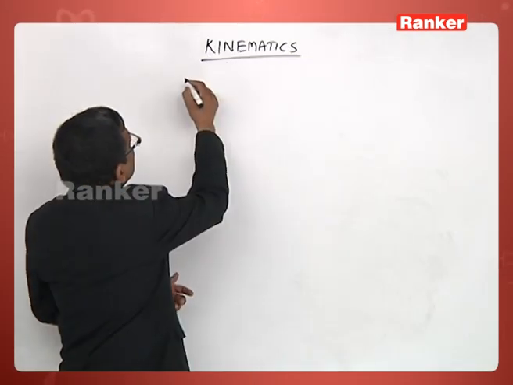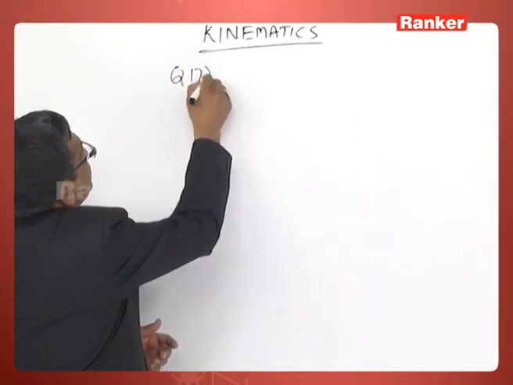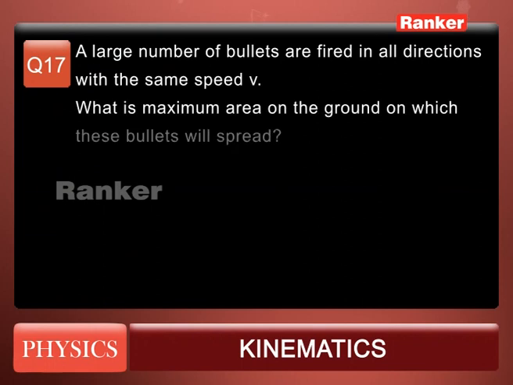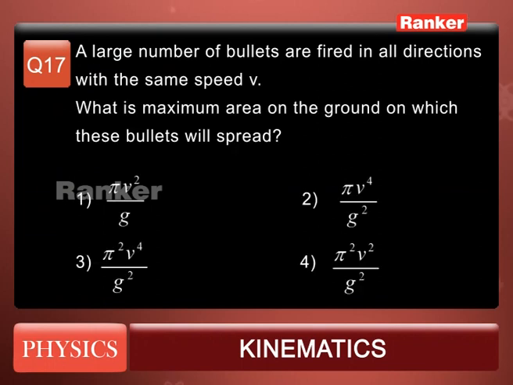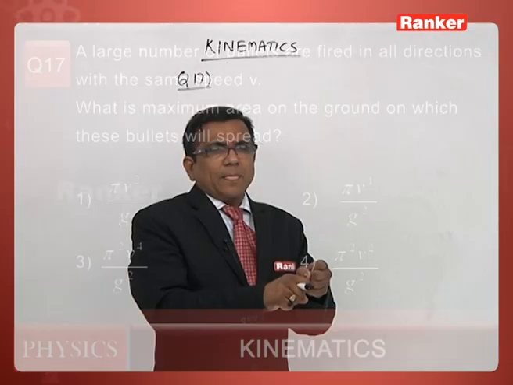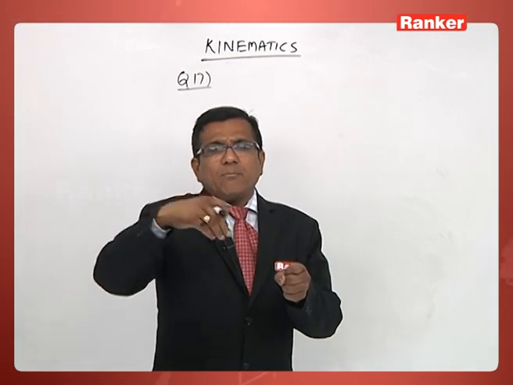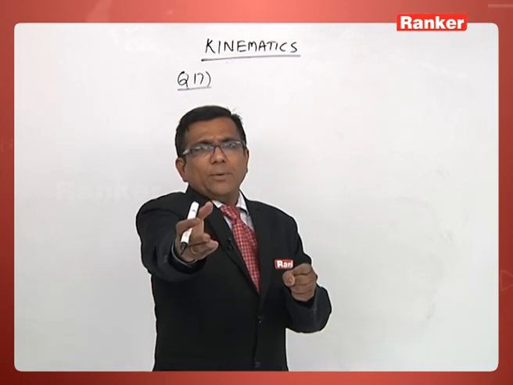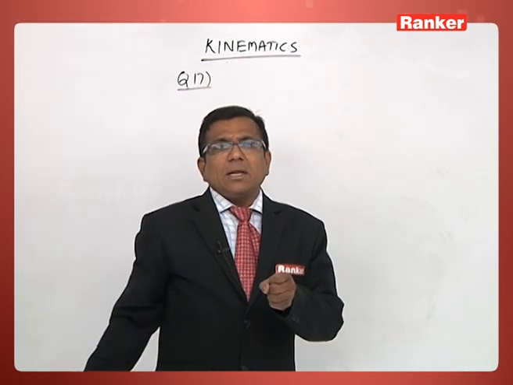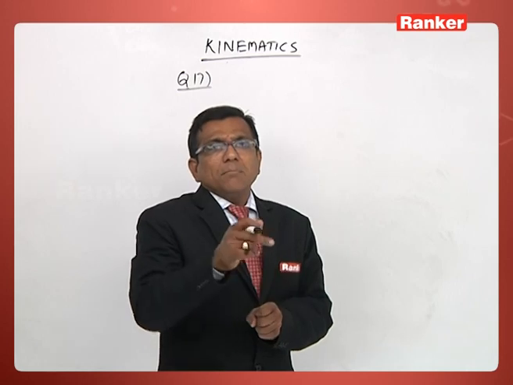Now, let us see question number 17. That question is, a large number of bullets are fired in all directions with same speed v. What is the maximum area on the ground on which these bullets will spread? Suppose you have a gun in your hand and you are firing the gun, and they cover some area. The bullets will fall on the ground in a parabolic path and they will cover some area. That area you have to calculate, maximum area.